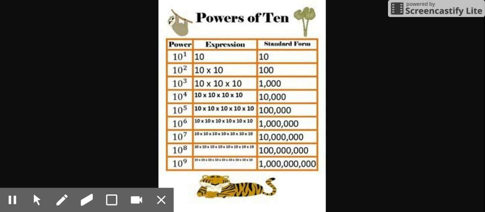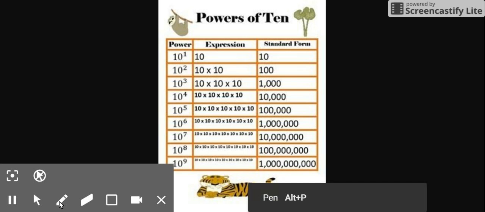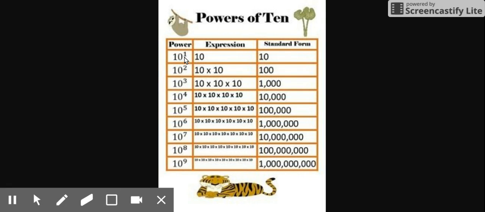Okay, class, today we are going to be learning about powers of 10. So we're going to write and evaluate repeated factors in exponent form. And so powers of 10, first we're going to talk about an exponent. And an exponent is the number right above each 10.